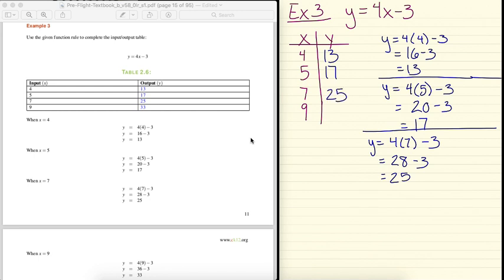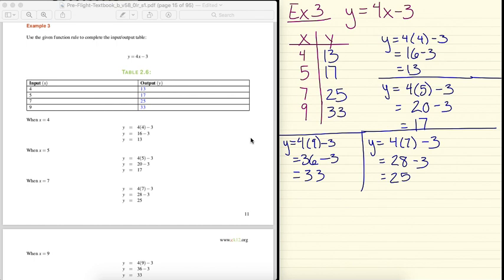And last, we're going to plug in 9. So 4 times 9 minus 3. So that would be 36 minus 3, which is 33.